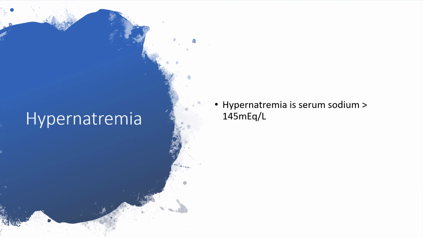Hypernatremia simply means the serum sodium is greater than 145 milliequivalent per liter. And if someone asks me, what would be the normal range? If you have listened to the hyponatremia presentations, you would have gotten that far. But I will not be lazy to skip that here. The normal range is between 135 to 145 milliequivalent per liter. Some literature will put 147 milliequivalent per liter.